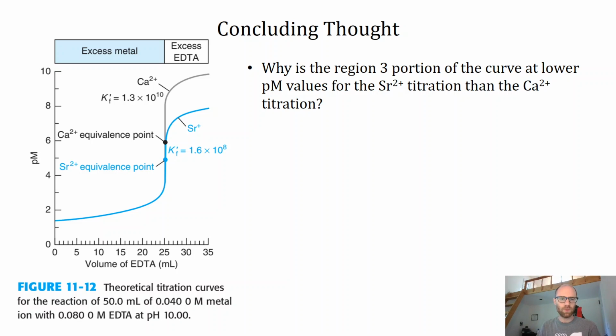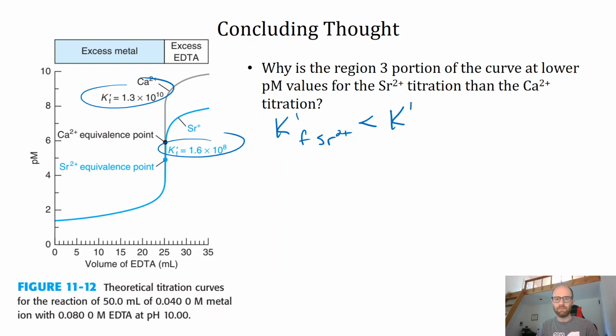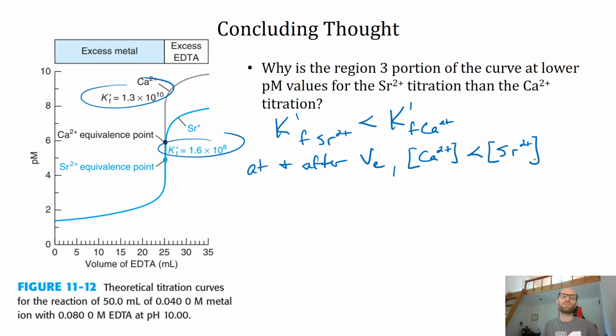Excellent. So we can see here it's these K prime F values. The K prime F for strontium is definitely smaller than the K prime F for calcium. This means at and after VE, the free amount of calcium is always going to be less than the free amount of strontium. This is, of course, bearing in mind the idea that our initial concentrations of calcium and strontium are equal, our pHs are equal, and our initial concentrations of EDTA are equal.